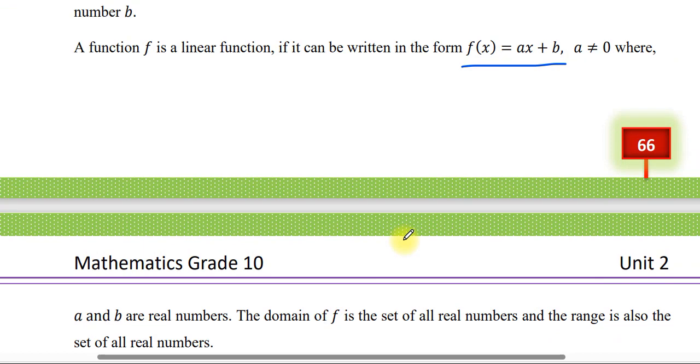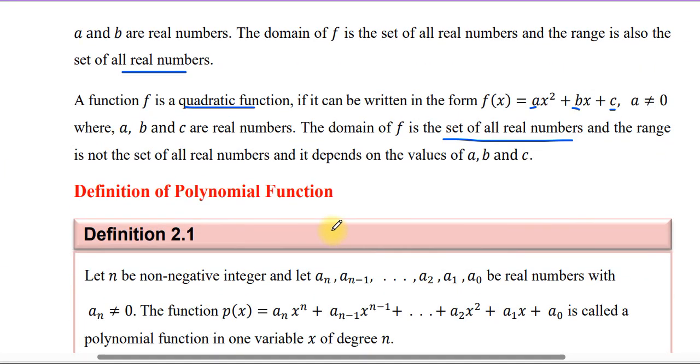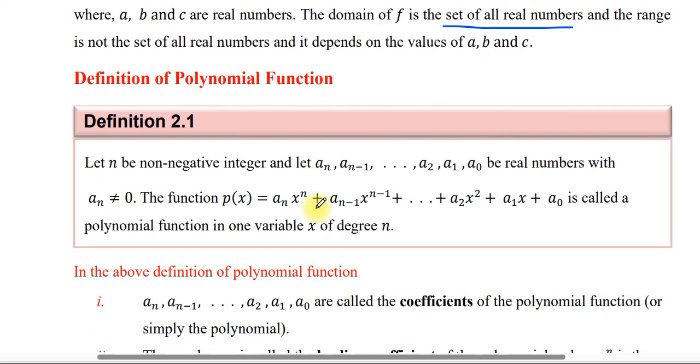As an introduction እንግዲህ ይህንን ካልን now let us define what polynomial function means. Here definition of polynomial function. Definition 2.1. Let n be non-zero integer. n is what? n non-zero integer. And let an minus 1, an minus 2, an minus 3, an minus 4 up to a2, a1, a0 be real numbers with an different from 0.